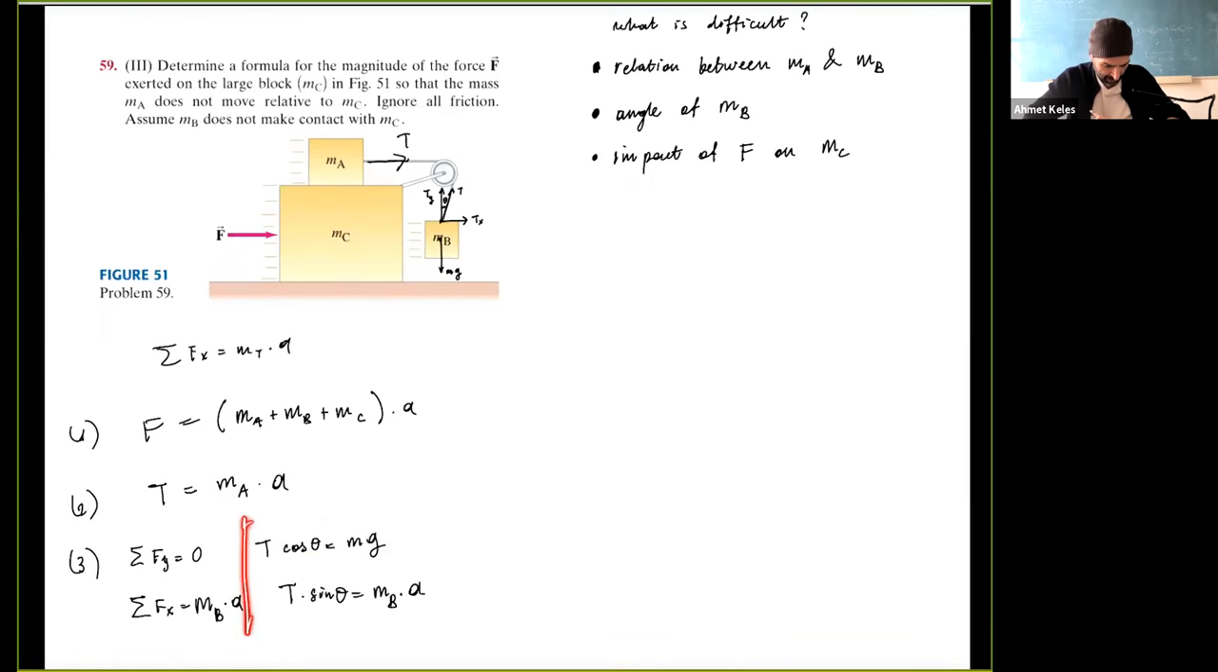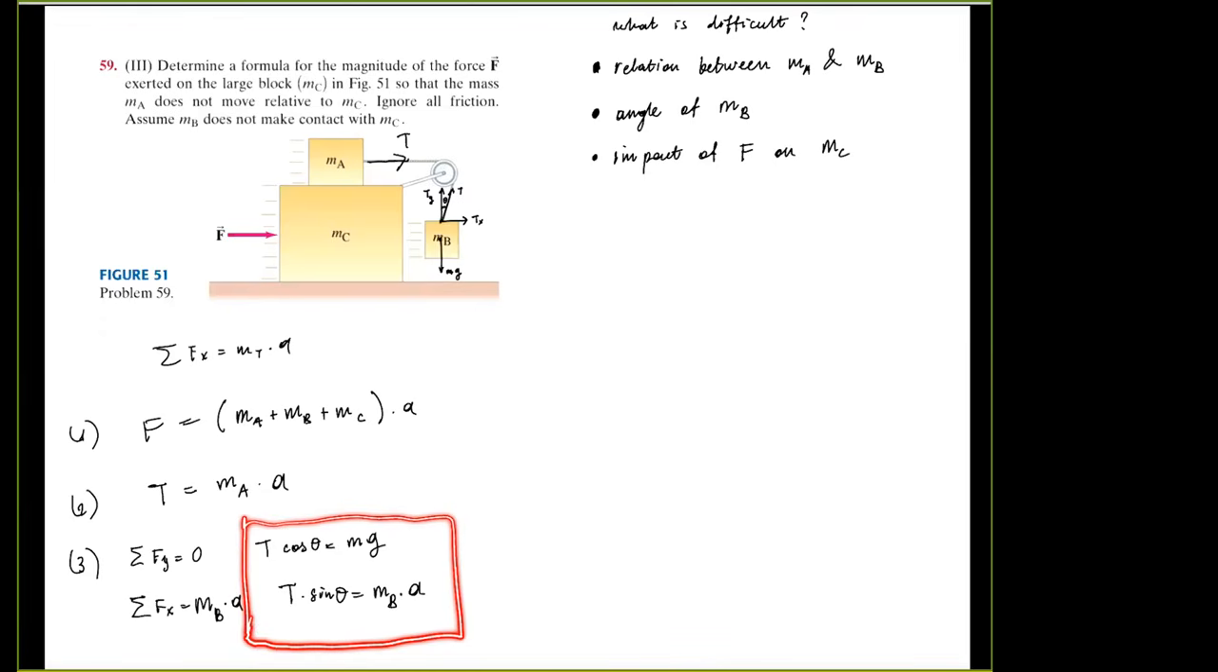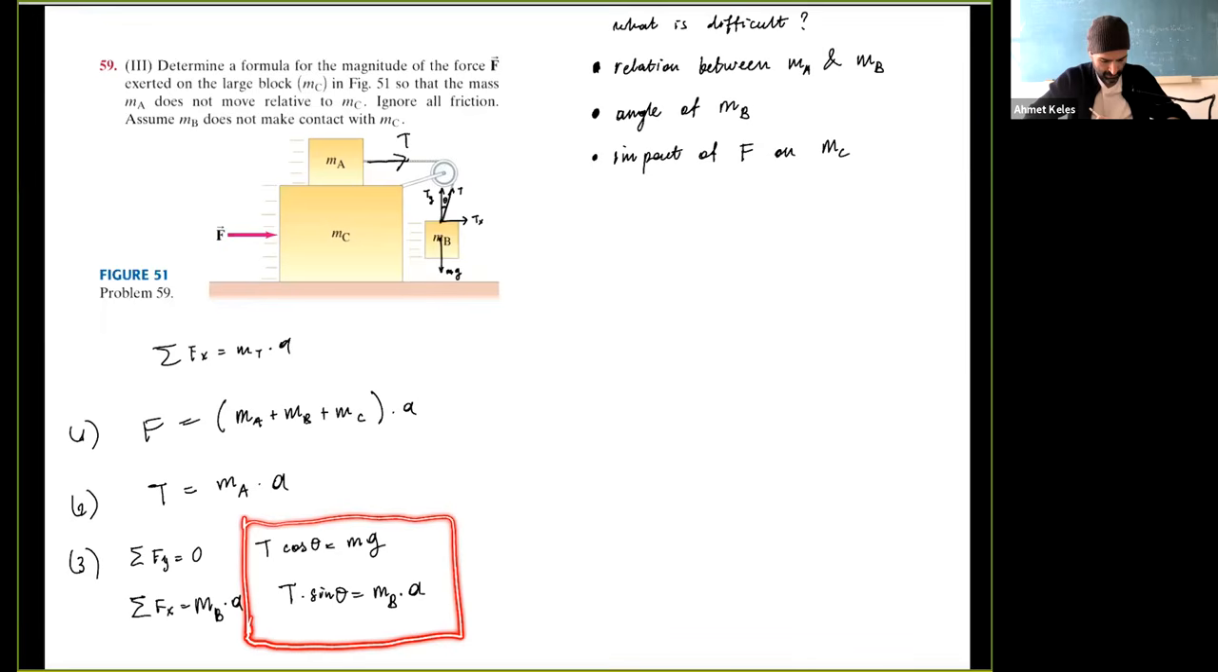When you look at these two equations, what do you see? Any suggestions what we can do? Tangent theta. Okay, that we can do. Any other suggestions? Square. Why should I square? Squaring generally makes things complicated, right? Why would I square? All right, so that's it, yes.